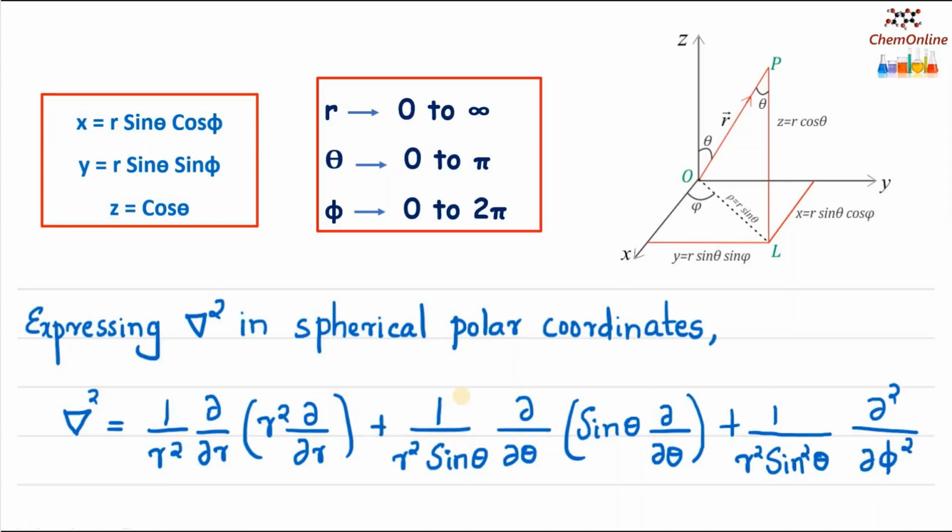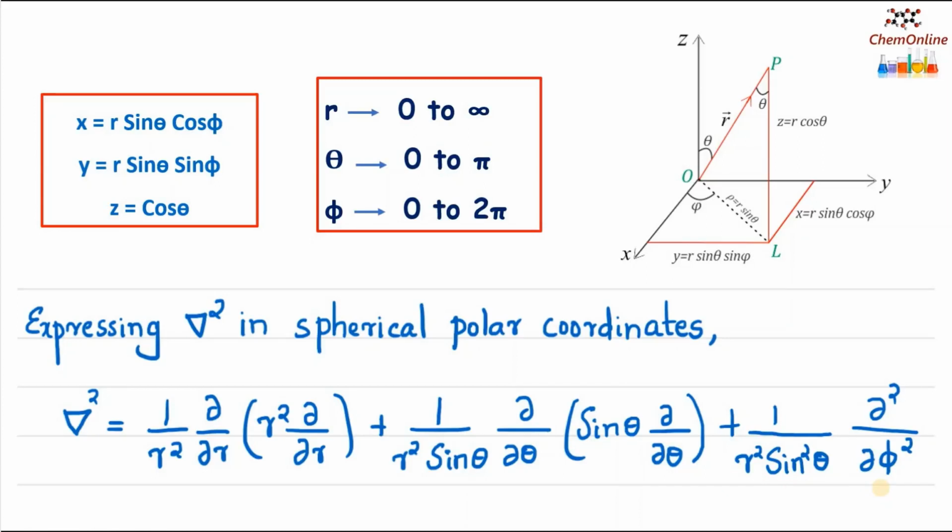If you are interested in seeing the preliminary steps, you can refer to the textbook on quantum chemistry by R.K. Prasad, and you can see those steps in Appendix 1. Since it's a very lengthy derivation, we have avoided those steps. For the time being, please remember del square equals 1 by r square dou by dou r of r square dou by dou r plus 1 by r square sin theta dou by dou theta of sin theta dou by dou theta plus 1 by r square sin square theta dou square by dou phi square.